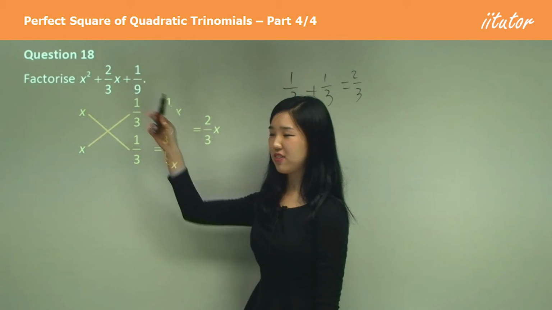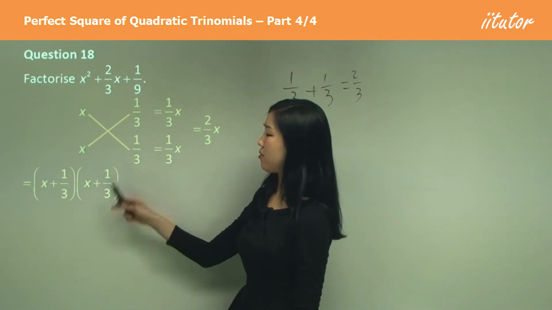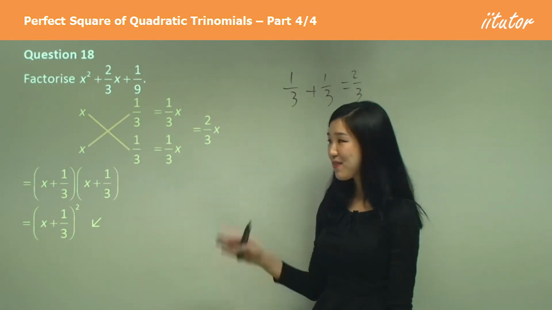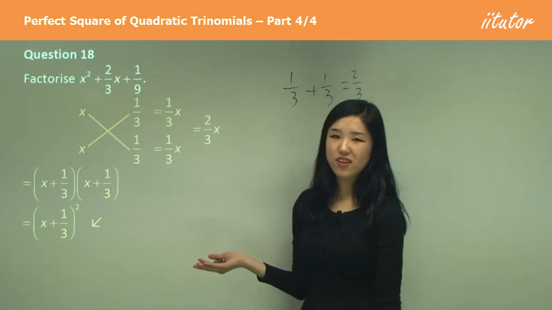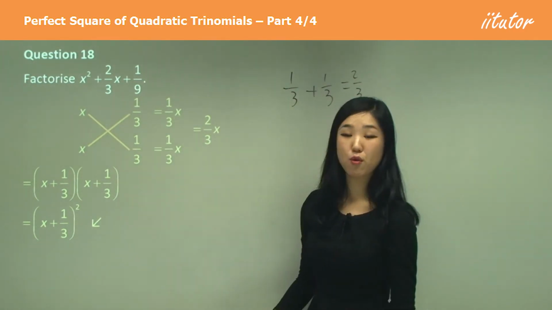So always make sure you check those. So it's going to be x plus 1 over 3, x plus 1 over 3, which is x plus 1 over 3 squared. Okay, so even if you get a fraction, even if you get a decimal, you pretty much do the same thing, okay? But just leave it in fraction form, that's perfectly fine.